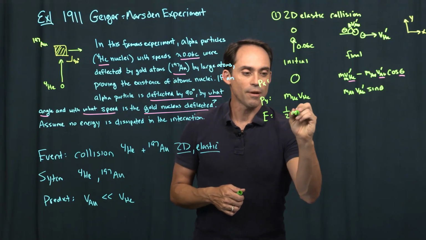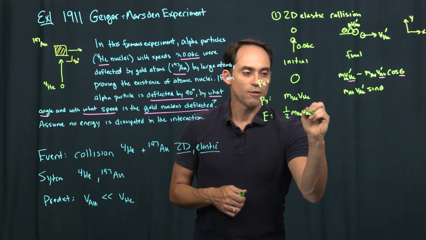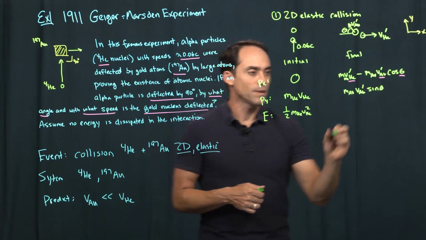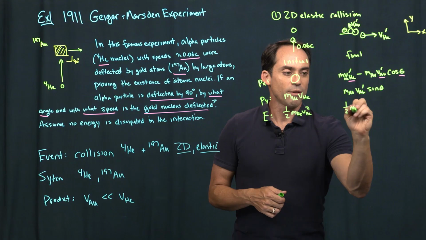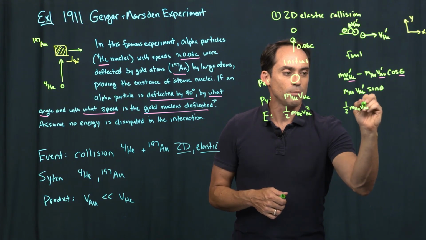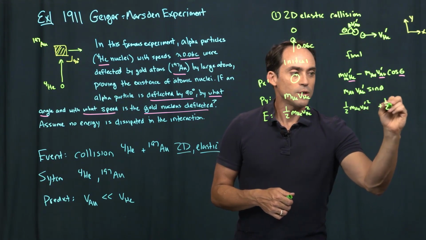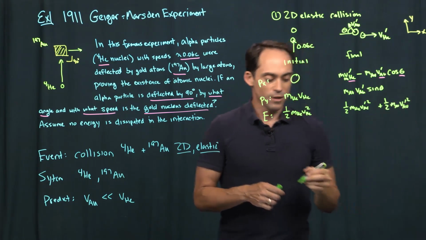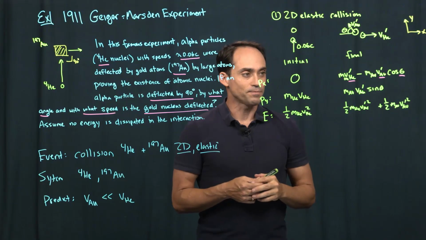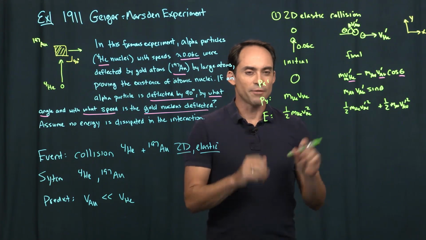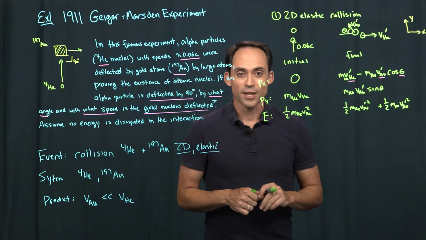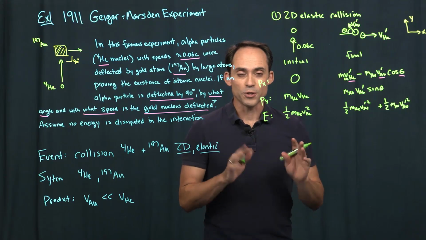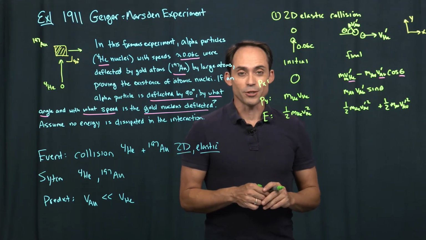It's 1/2 m_He v_He squared for the initial, and 1/2 m_He v_He prime squared plus 1/2 M_Au V_Au prime squared for the final kinetic energy. So now we have 3 equations, 3 unknowns, and we can solve for all of our unknowns using these equations. We just have to figure out the best strategy to do that.